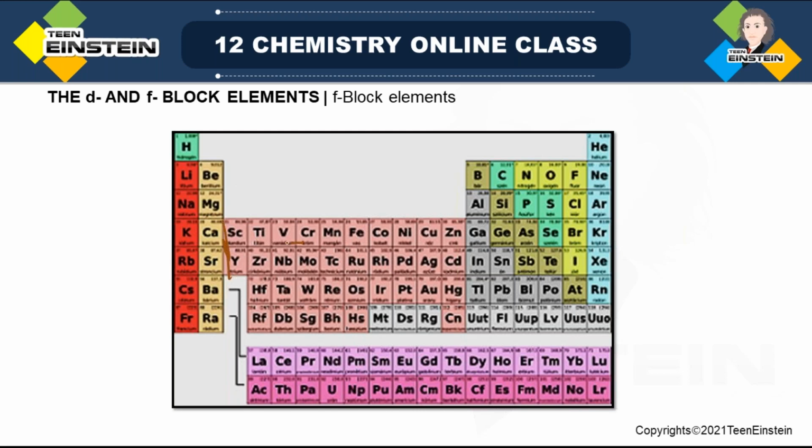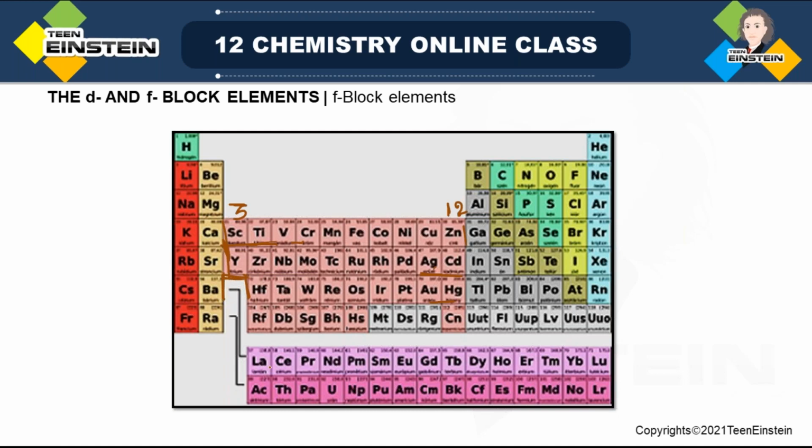And we have focused mainly on the first transition series, that is starting from scandium up to Zn. Group number is starting from 3 up to 12. This is second transition series, this is third transition series, but mostly we have focused on the first transition series. Now if you look at this part here, after barium in S block, when we are entering D block, then the element is La, lanthanum.